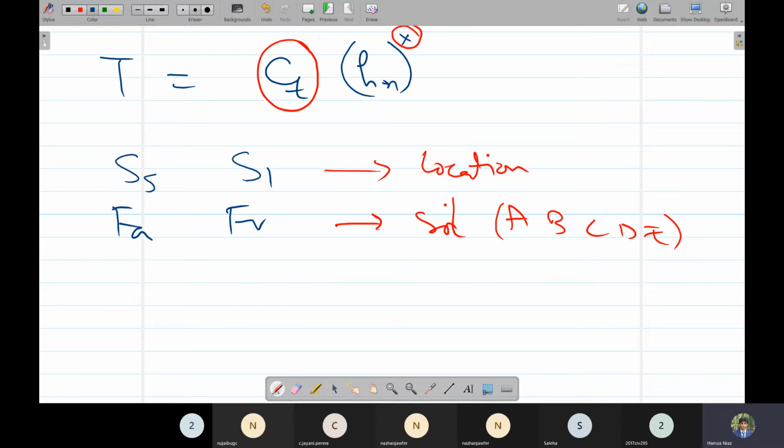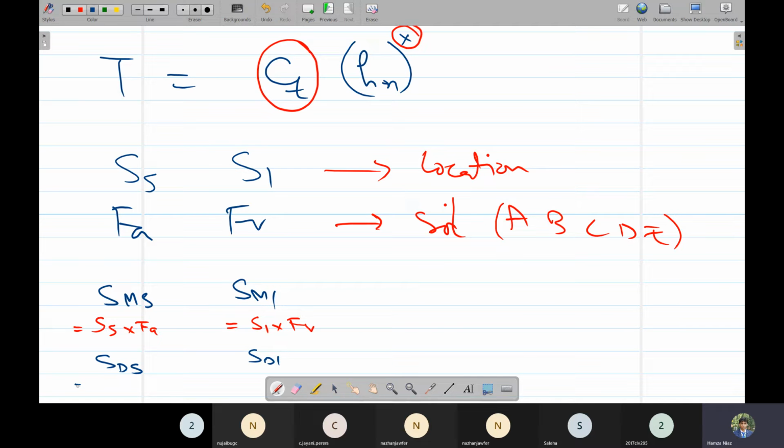Third thing is SMS and SM1. These are actually products of SS into FA and S1 into FV. Simply multiply them, so we'll get SMS and SM1. After we have SMS and SM1, we can calculate SDS and SD1. We have to memorize this.